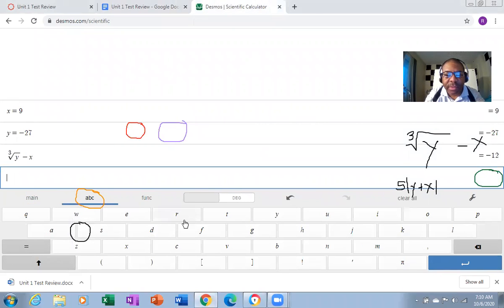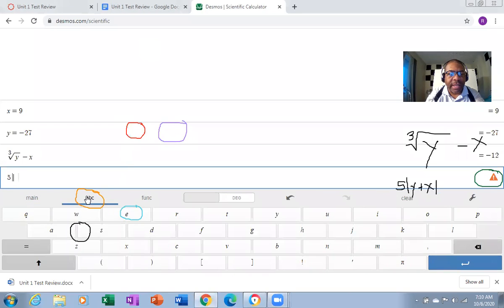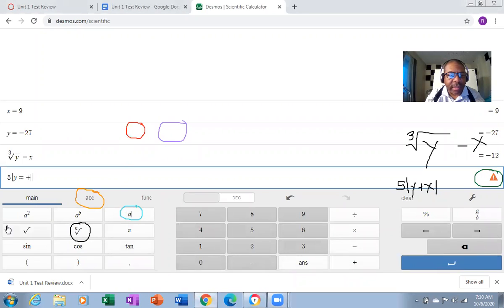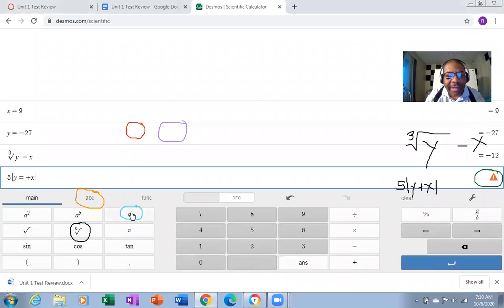All right, so let's do a new problem. So I'll go to main, 5. Now, the absolute value sign is right, where is it? Right here. That's the absolute value sign, or button, right? So I'm going to do 5, click here. That gives me the first part, and that says y plus x. Go back to A, B, C, y, go back to main, plus, go back to A, B, C, x, go back to main. And then I'm going to click here to close the absolute value.